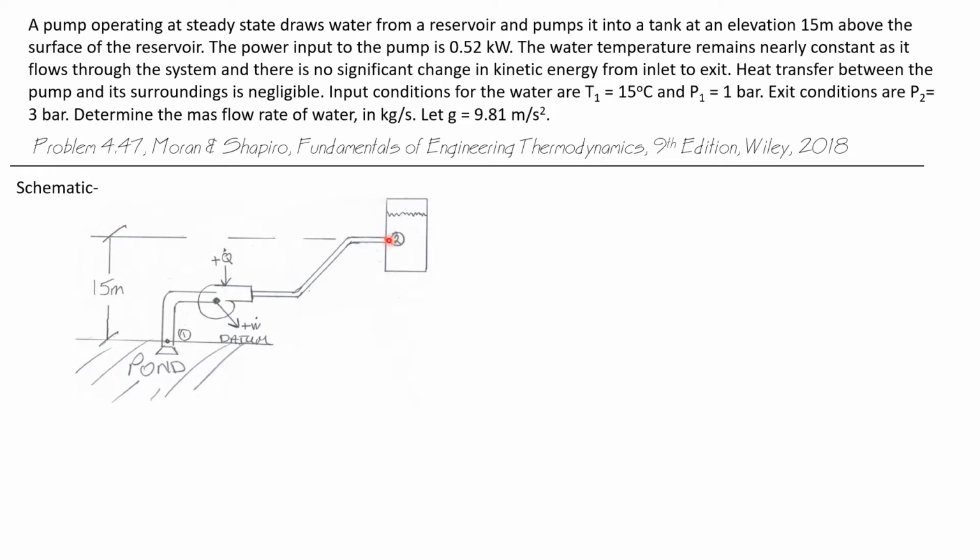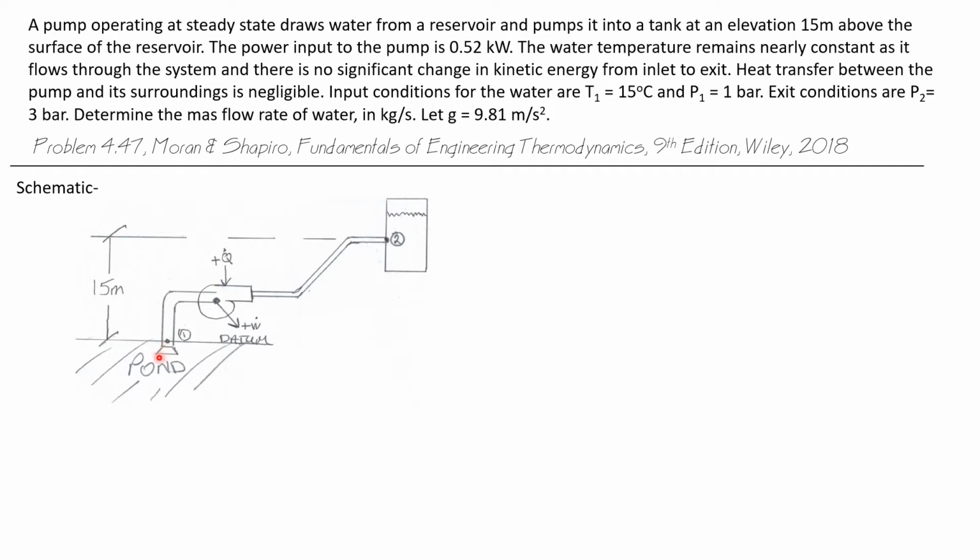And we're told that there's no change in kinetic energy. So even though this drawing shows a larger inlet pipe than discharge pipe, we're going to assume that the diameters of these 2 pipes are identical, and that is why there is no change in kinetic energy. And of course, the elevation of state 2 is 15 meters above our datum.